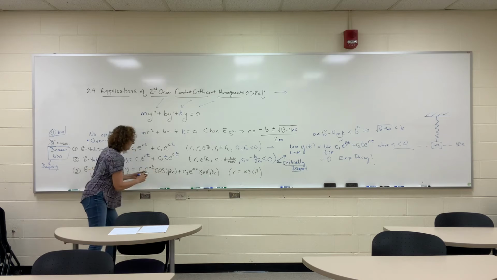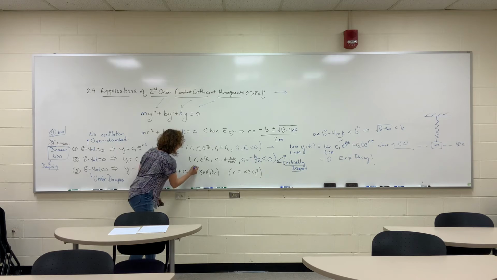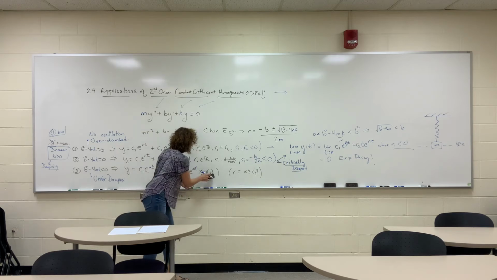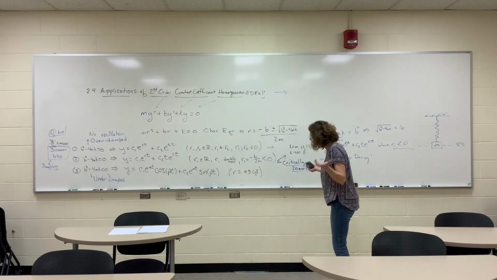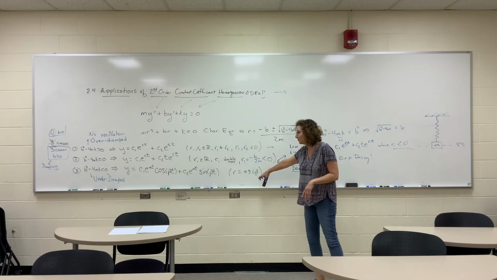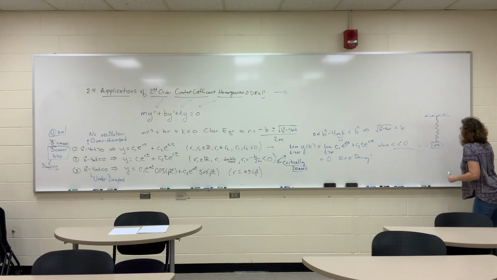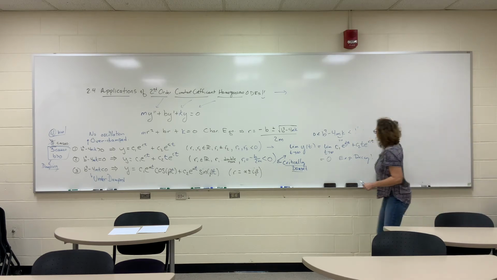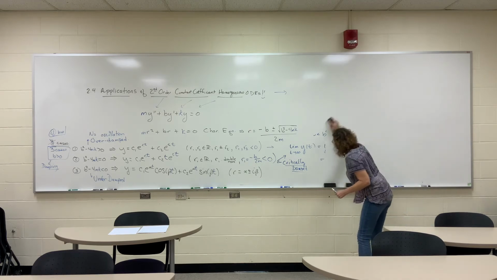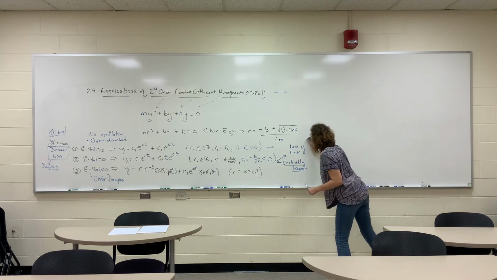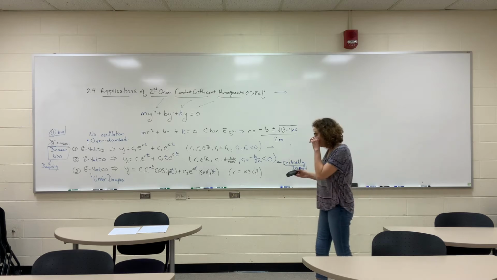c1 e to the alpha t cosine beta t plus c2 e to the alpha t sine beta t. r is alpha plus and minus i beta. Still, we have complex conjugate roots. Yeah. Now I'm just going to create more space for myself. I guess, well, I'll go ahead and erase it.